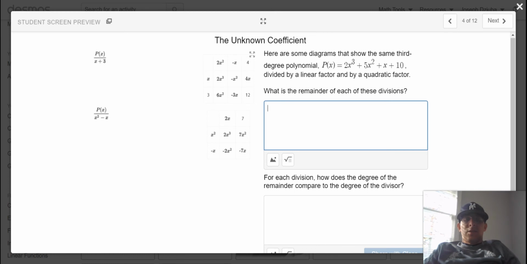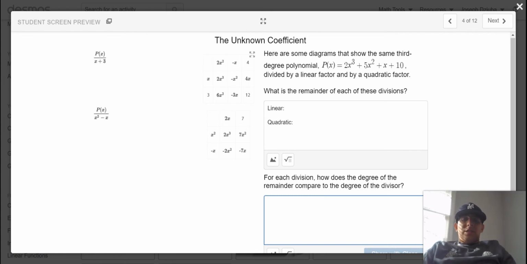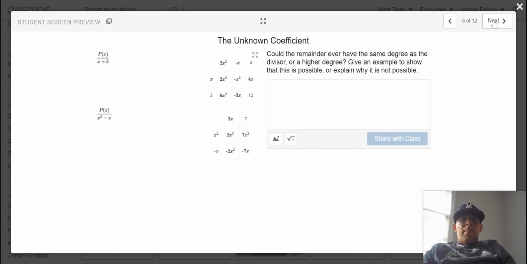So we can say linear and quadratic. And within each instance, how does the degree of the remainder compare to the degree of the divisor? We should be able to tease apart that there's some type of interesting feature.